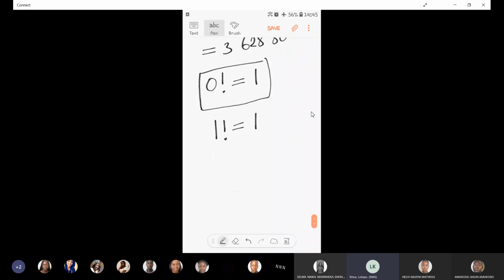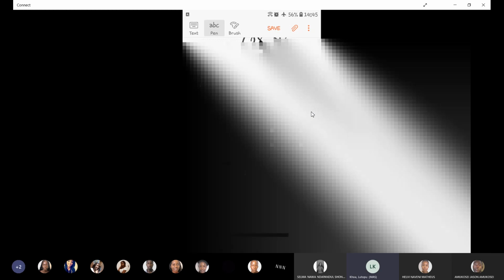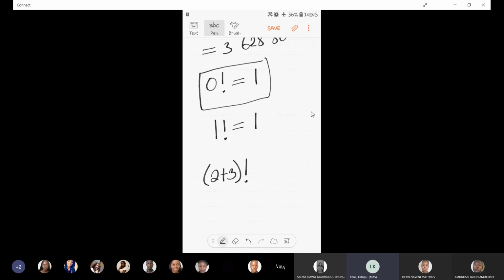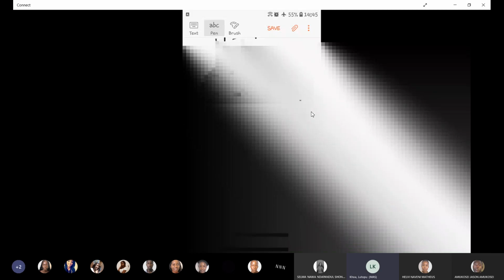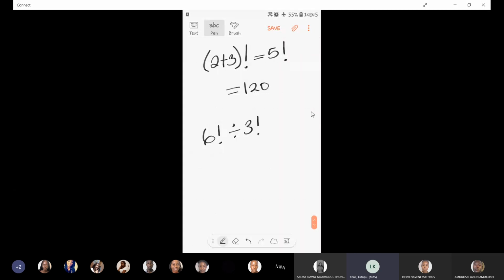Okay, so you can add factorials, you can multiply them. I could ask you something like this: 2 plus 3, factorial. Factorial does not distribute. So what I need to do is work out what I have inside the brackets first. So this is just 5 factorial, which is equal to 120. I could also divide factorials. Let's say I say 6 factorial divided by 3 factorial. Now here, I don't say this is equal to 2 factorial. This is 6 factorial over 3 factorial.